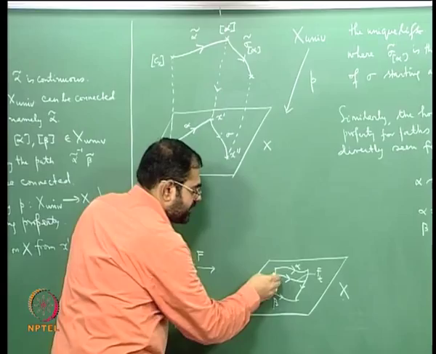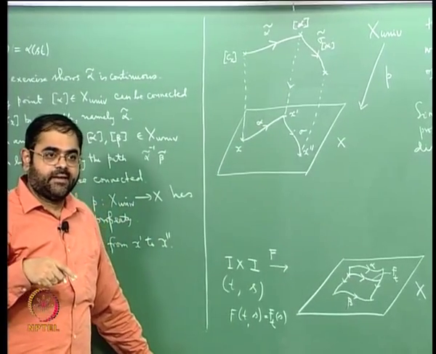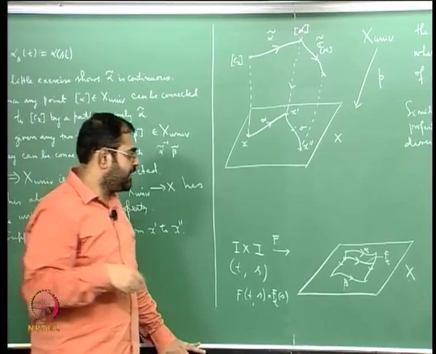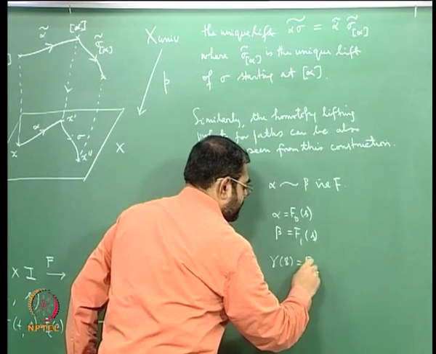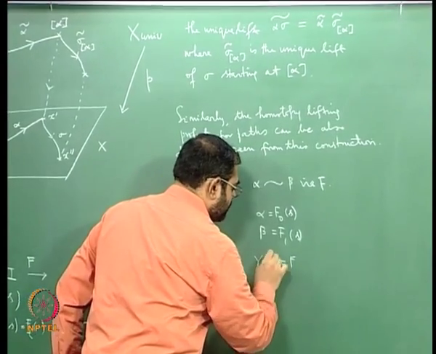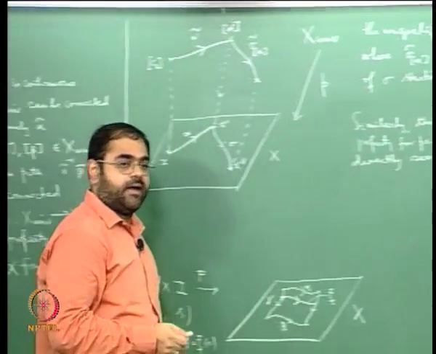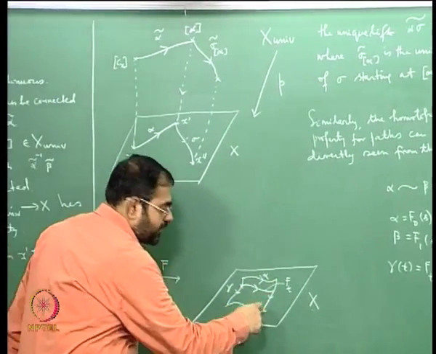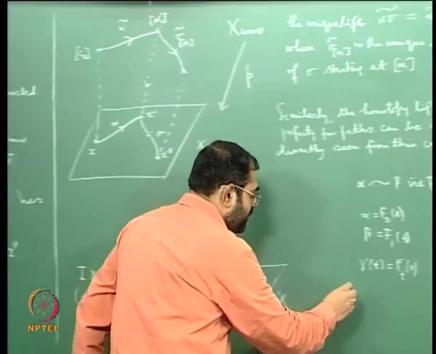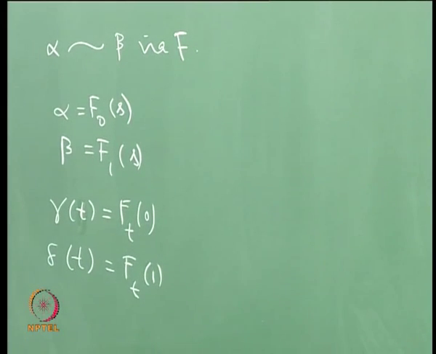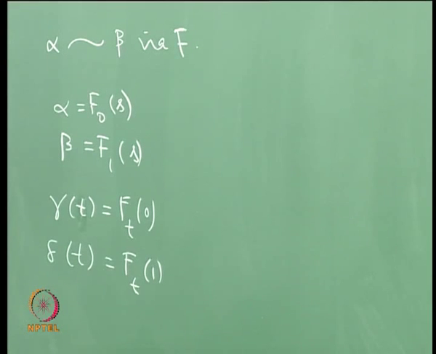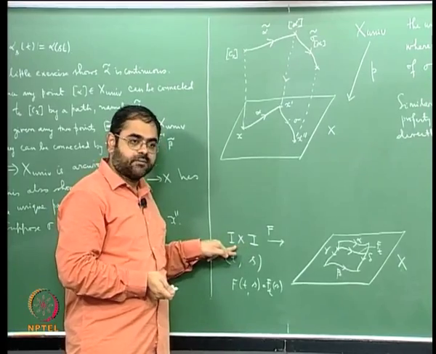If you take the initial points of all these f sub t's, that is going to give you a path, which I can call gamma. So gamma of t is f sub t of 0. And if I take all the endpoints of the f sub t's, that's another path, I can call it delta. So delta of t will be f sub t of 1. Now these are also paths because they are continuous images of the interval. They are restrictions of this continuous map to suitable subsets here, so they are also paths.